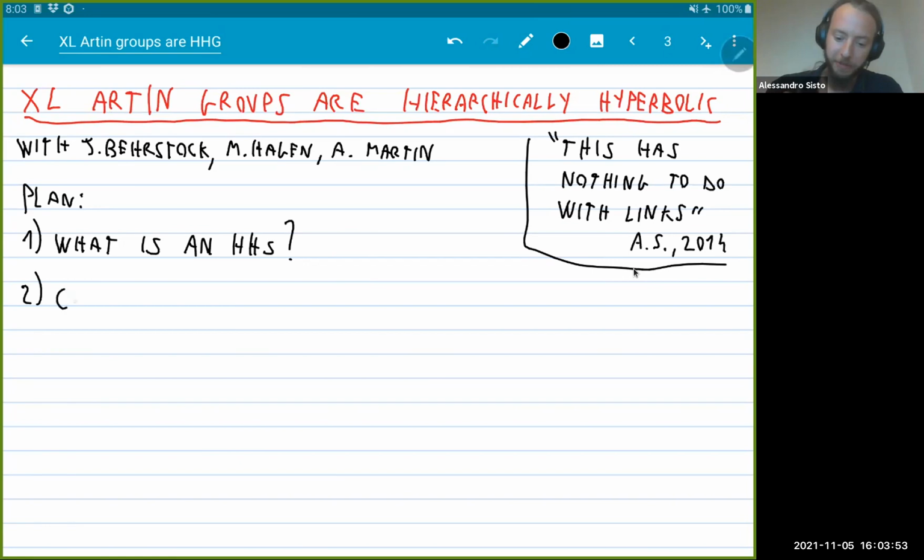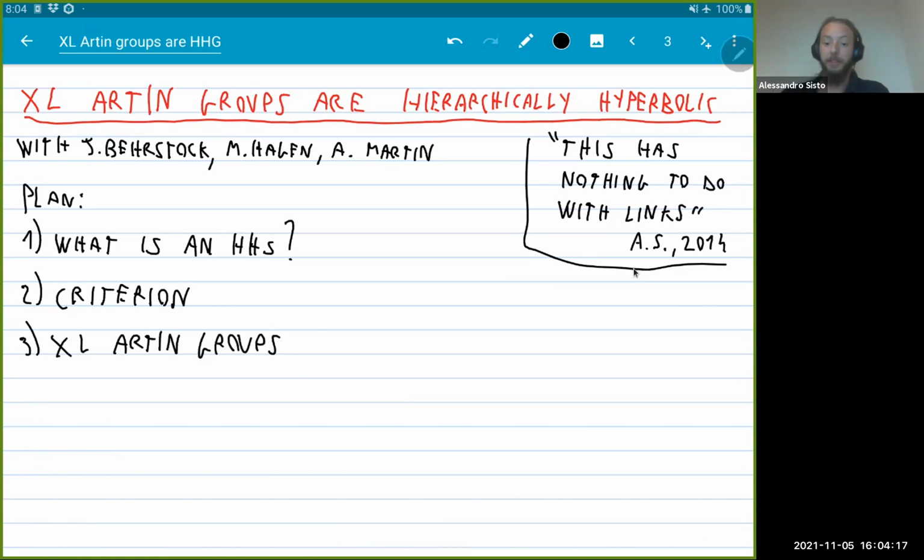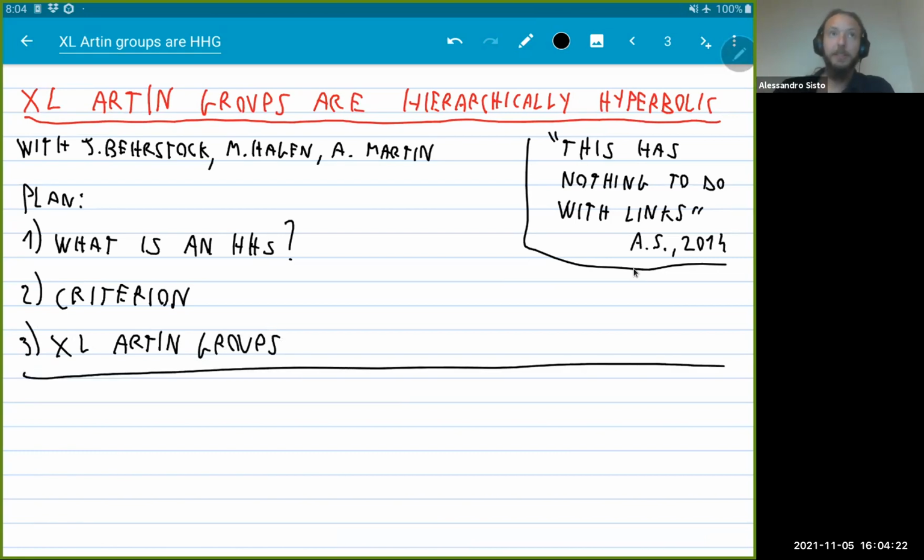So in part two, I will show you a criterion for showing that something is an HHS. So it's simpler. I will not give the full definition of HHS, but I will give you a full criterion for it. And then I will get to these Artin groups and basically say a few words about why the criterion applies. Very good. So part one, what is an HHS?